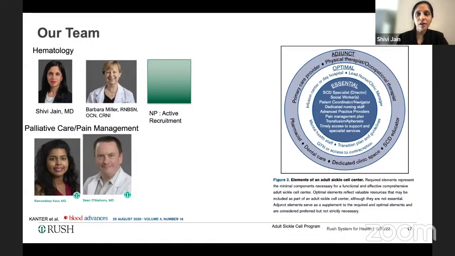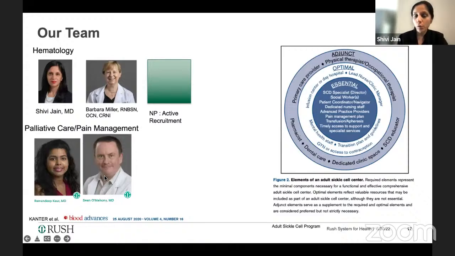From the same article referring to the core elements of a sickle cell center, we have some of the essential and optimal elements. We are a very new program. We only started in June of 2020, so we are still building and growing. Our team has hematologists. I have a nurse navigator, and we're actively looking for a nurse practitioner for our program. We strongly collaborate with our palliative care pain management colleagues.